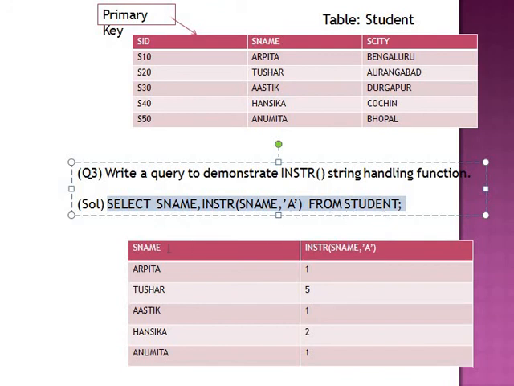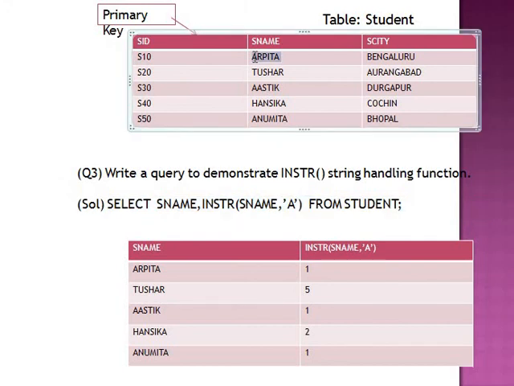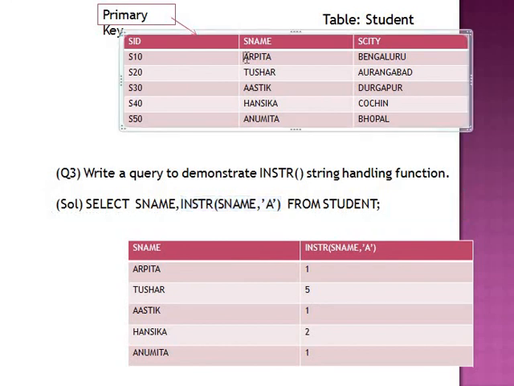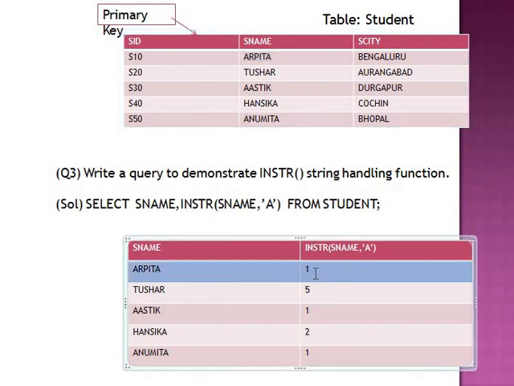In this case, I am going to see 2 columns in the output table, one for sname and the other for the INSTR function applied on the column sname, to find out the position of the letter A. The INSTR function is going to find out the position of the letter A in the entry Arpita. In the entry Arpita, the position of the letter A is 1 because A is the first letter here. That's why we see 1 against the INSTR function in the output column for the entry Arpita.